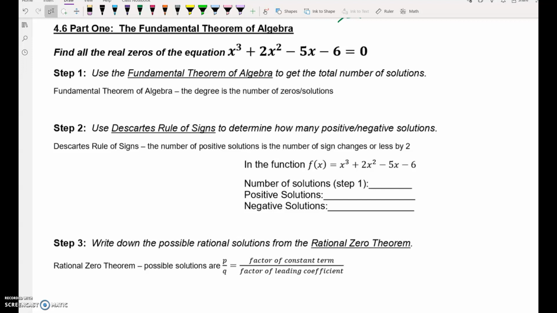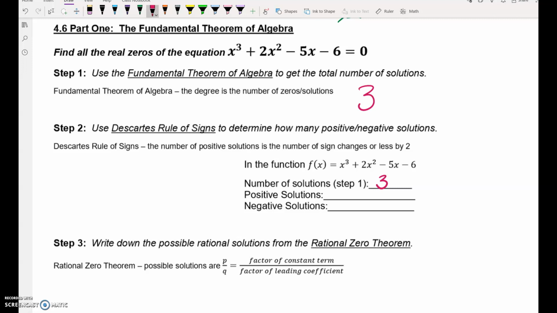And we've talked about this from time to time. I've just never really given it a name. So the degree of the polynomial is the total possible number of solutions. So this is a third degree polynomial. This one has 3 possible solutions. So then, down here, number of solutions, there are 3 possible solutions.